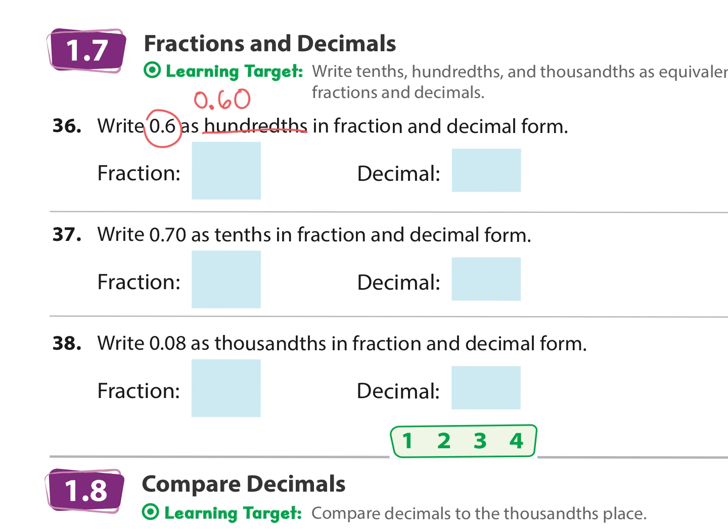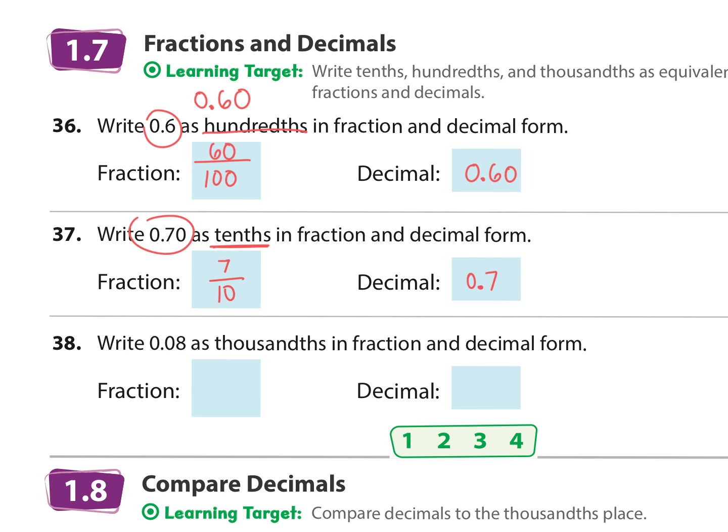Now how many hundredths do I have? 60 hundredths. And how do I write that as a decimal? I just did it. 0.60. On number 37, I want to write a number that's written to the hundredths to the tenths. So I just take the 0 away. So the fraction would be 7/10 and 0.7.